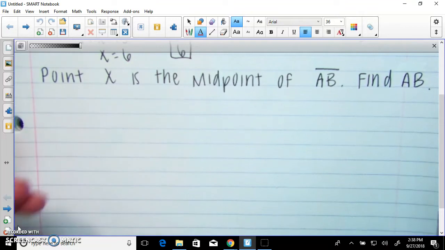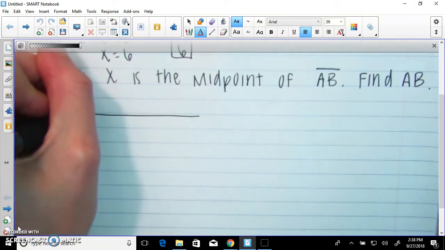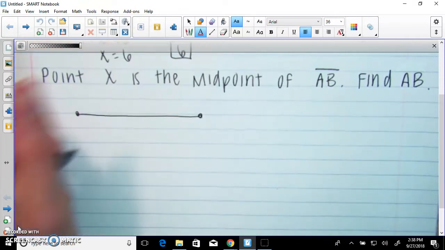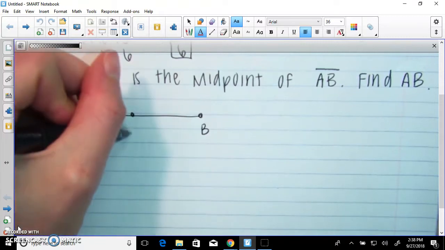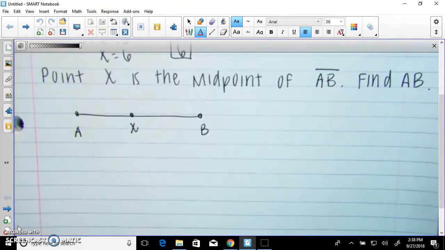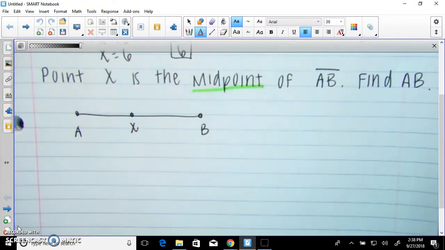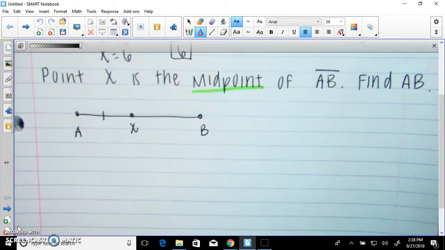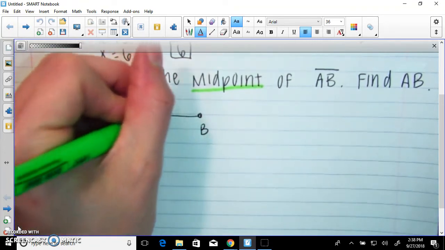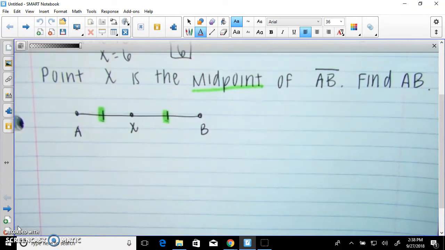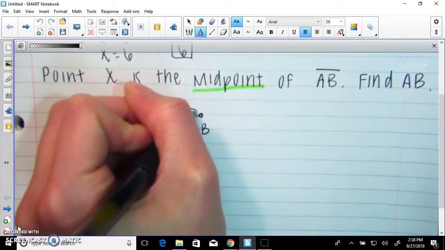Okay, in this next example, I'm going to say that point X is the midpoint of segment AB. So let's go ahead and draw our segment AB, and X is the midpoint. Now remember, a midpoint is important because it divides our segment into two equal parts. So that means that AX is congruent to XB. And we use this little tick mark to represent that AX and XB are congruent. So these lengths are exactly the same. This is the same as that.